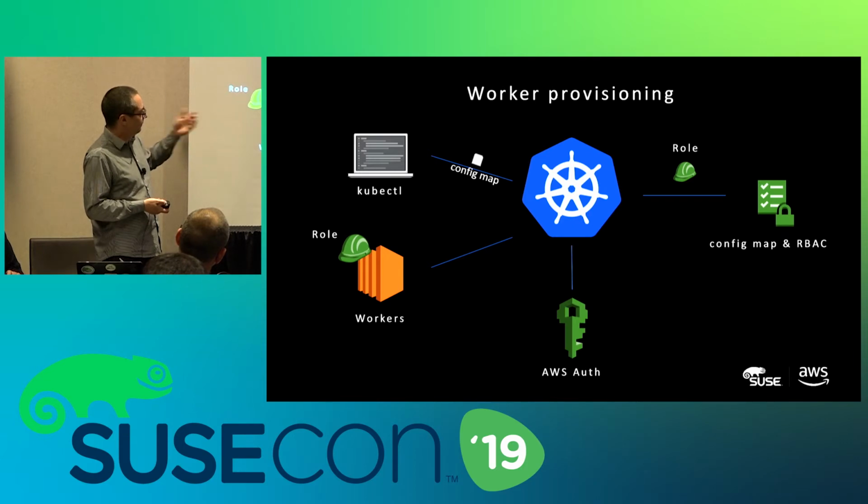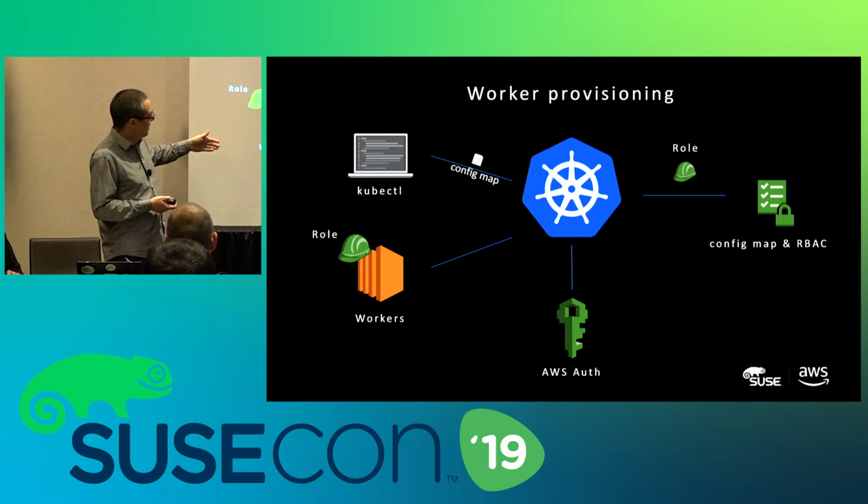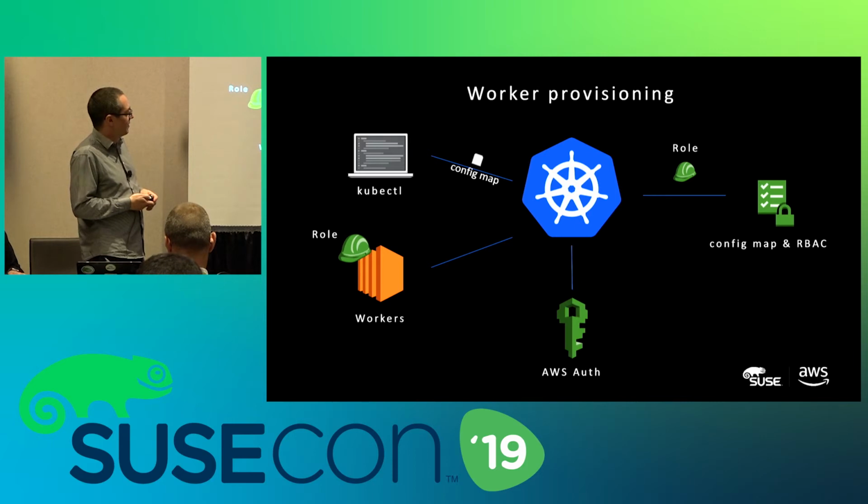Push that through, and once you've pushed that through, you'll provision worker nodes. Those worker nodes will be assigned an IAM role. They'll be told the endpoint of the cluster, and when they boot up, they'll attempt to connect to the cluster using that same authentication mechanism, and they'll register themselves as nodes with the cluster, assuming everything's been done correctly.